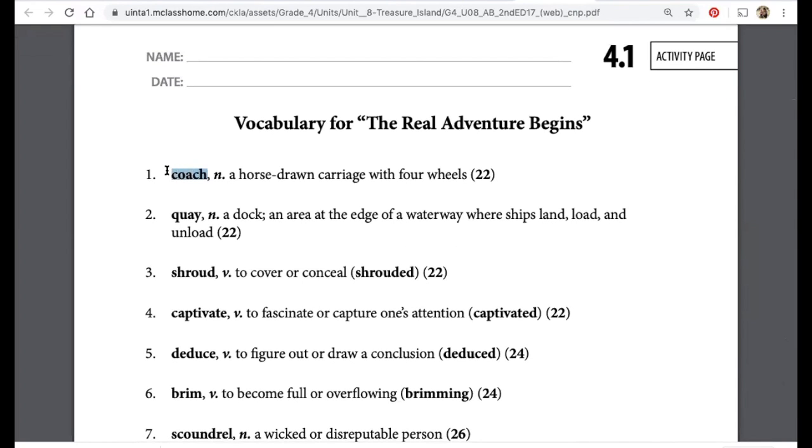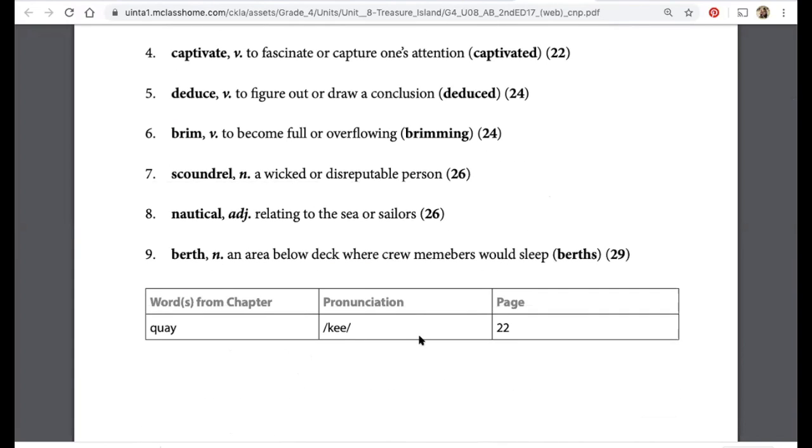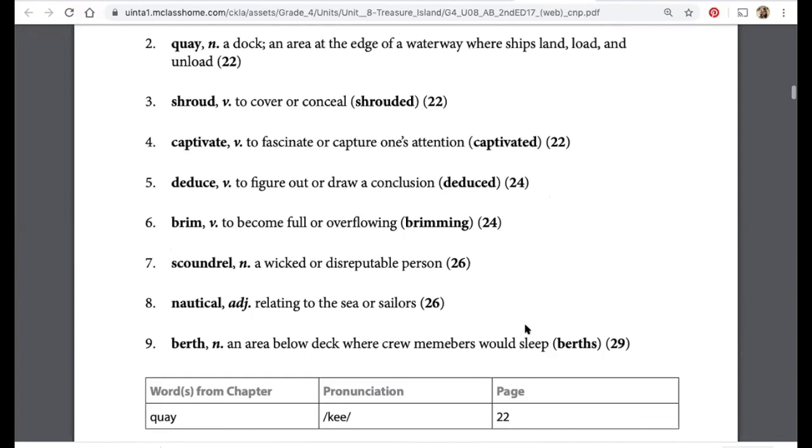Coach, a horse-drawn carriage with 4 wheels. If you forget what this is, in Cinderella, Cinderella rides in a coach. Quay, so it looks like quay, but it's pronounced key. A dock, an area at the edge of a waterway where ships land, load, and unload. If you don't know how to pronounce it, there's a pronunciation guide down here. It even says this word is pronounced key, and then tells you the page number it's on.